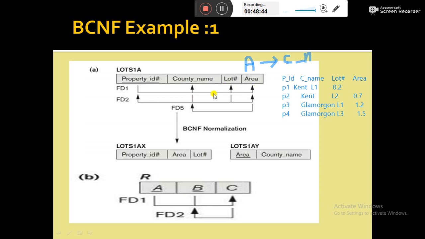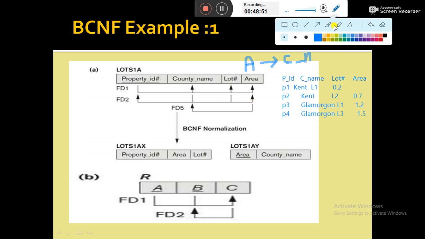If you consider this FD, this one, let me draw it. Here area is dependent on county name and lot number. So this is X and this is A. So either X is a super key or A is a prime attribute. Here X, county name and lot number, is a super key. So this is in 3NF. Already we have shown that the relation is in 3NF.